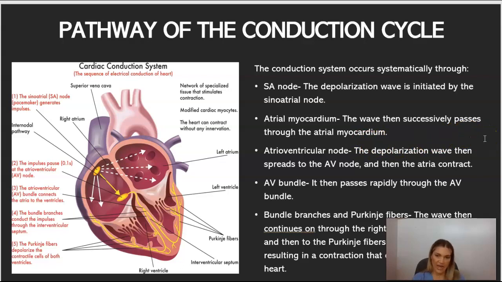and then you have the AV bundle, and the wave passes rapidly through the AV bundle, and then to the bundle branches and Purkinje fibers. So take some time to go through each one, 1, 2, 3, 4, and 5, so you can just see how that cardiac conduction cycle works.